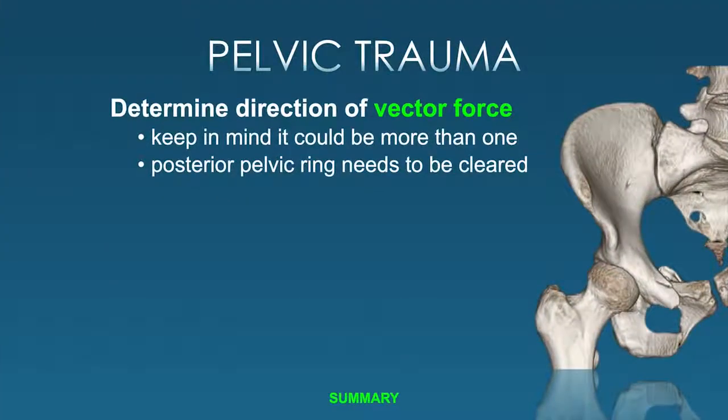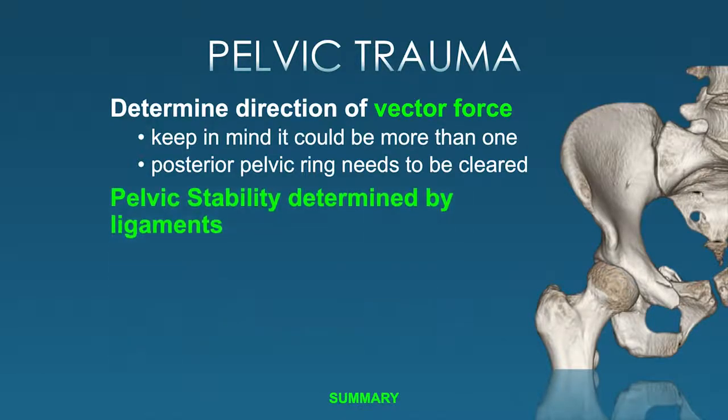So, in summary, determine the direction of the vector force. Keep in mind it could be more than one. Really make sure that you're looking at the posterior pelvic ring, because that's going to really start dictating whether you're dealing with an unstable situation. Remember, stability is going to be determined by those ligaments, not necessarily by the bone. But you'll see the displacement as a result of those ligaments being involved.